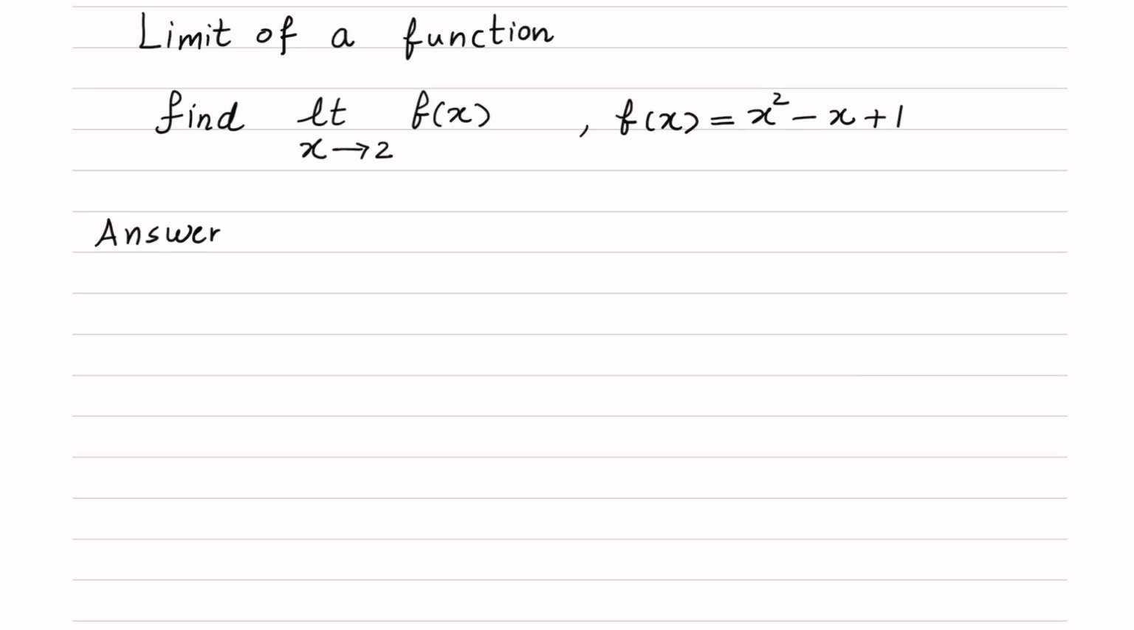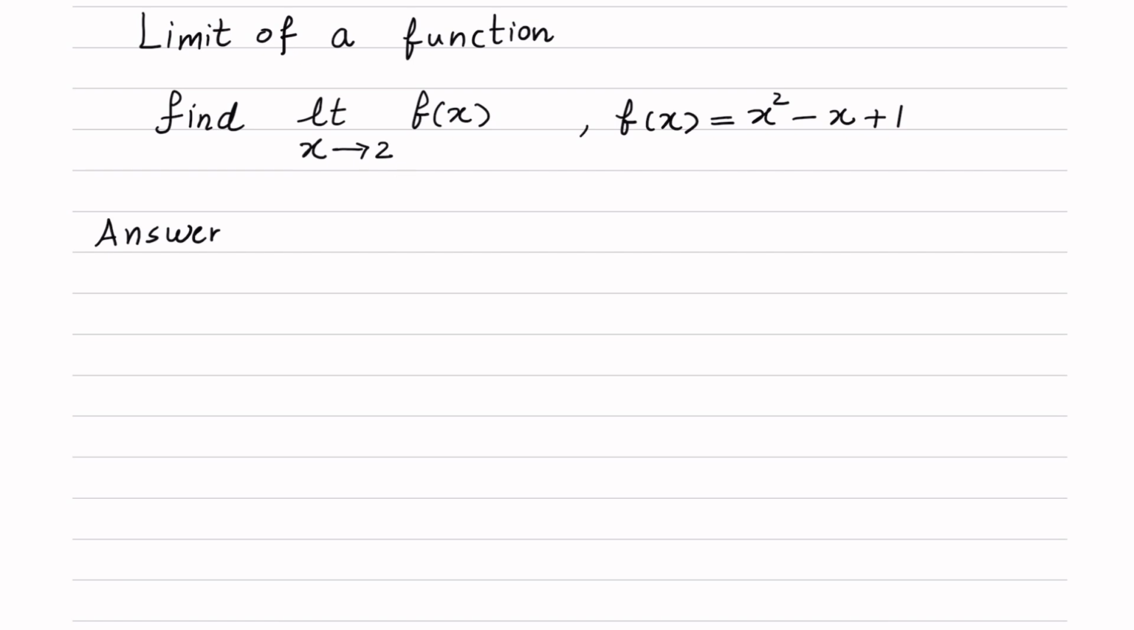Here we are trying to understand the concept of limit of a function. So we have to find the limit as x is approaching 2 for a function f of x, where the function is described as x square minus x plus 1. Again, how do we read this? We have to find the limit of a function f of x when x is approaching 2.